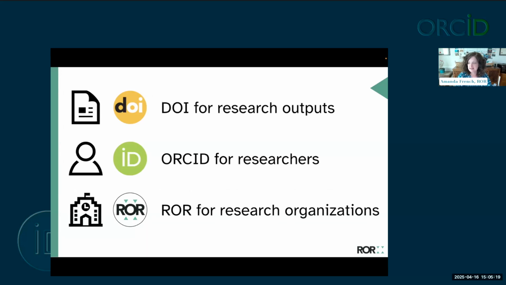ORCID, of course, as we all know, is an identifier for researchers, and ROR, which is the most recent of these three, is an identifier for research organizations. So together these make up a really key and nearly comprehensive, although not perhaps exclusively comprehensive, set of identifiers that help create a knowledge graph with connections between research outputs, researchers, and research organizations.